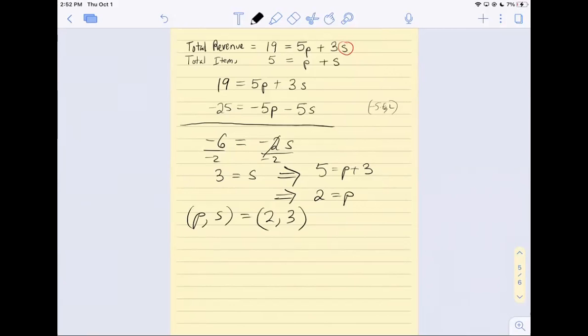Did that explain kind of why the -5 showed up? We kind of picked that number on purpose to cancel the 5P.